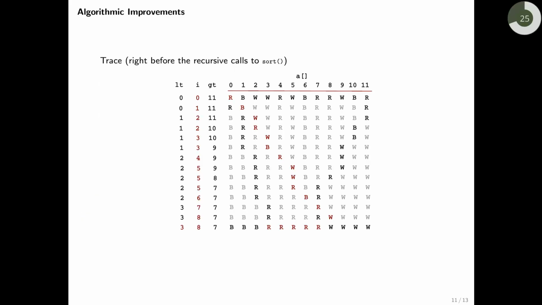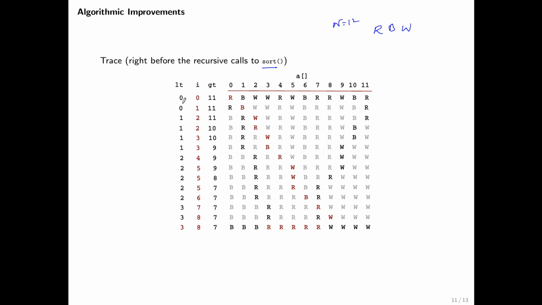Let's look at a trace of this algorithm. We're going to consider the trace right before the recursive calls to sort, meaning right after the while loop, the partitioning. Here's our input array with these values, and notice there are lots of duplicates. The distinct keys here are just R, B, and W, and N is 12. We have 12 elements.